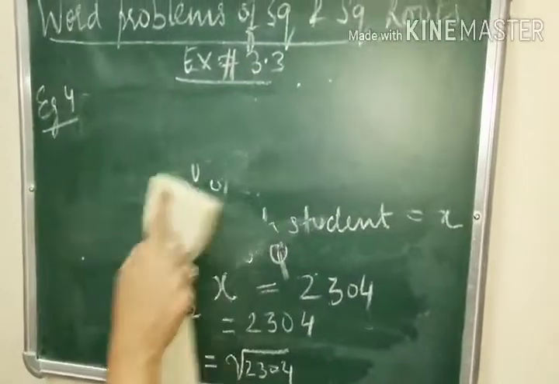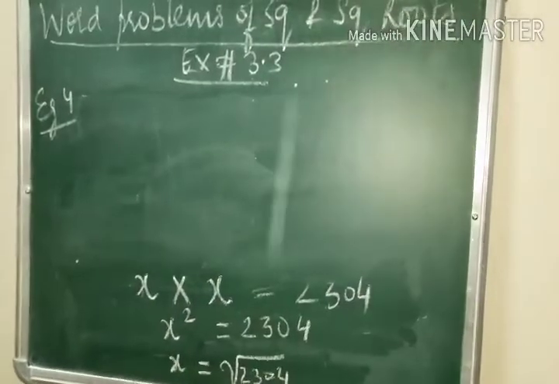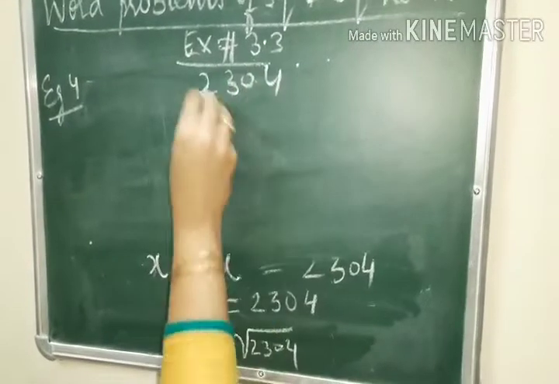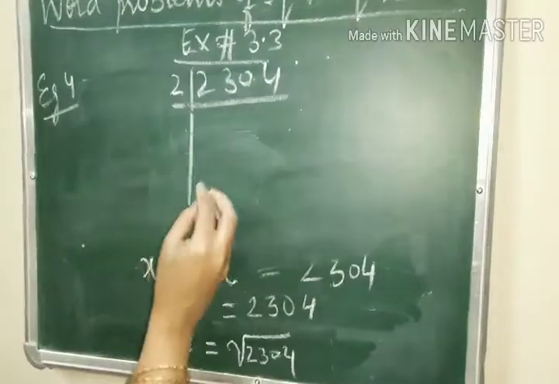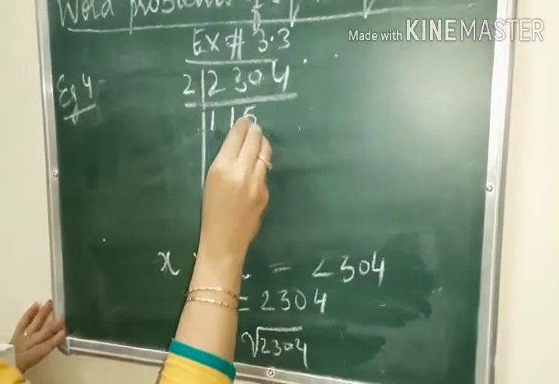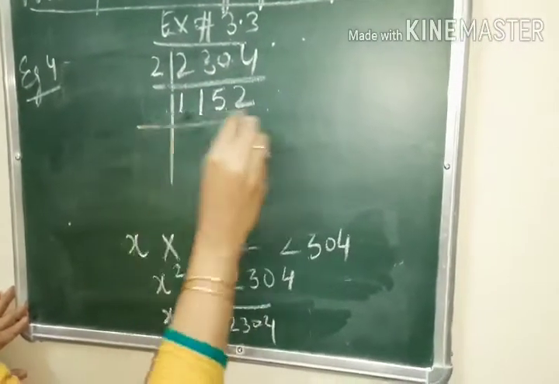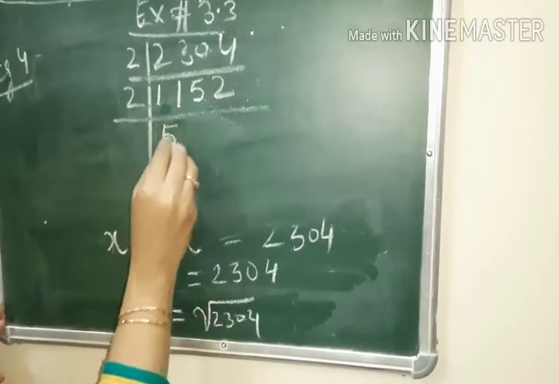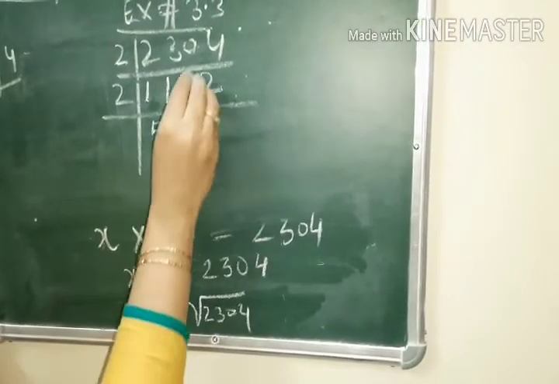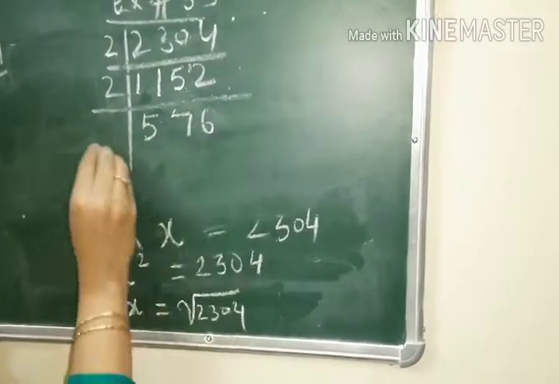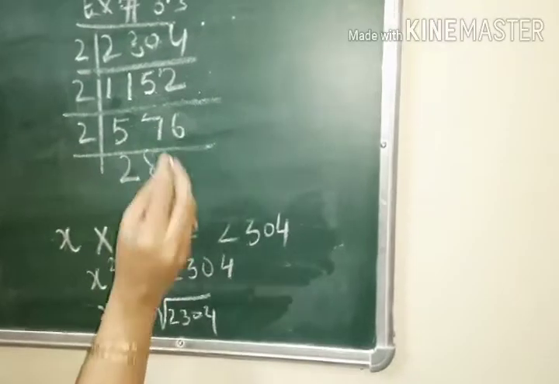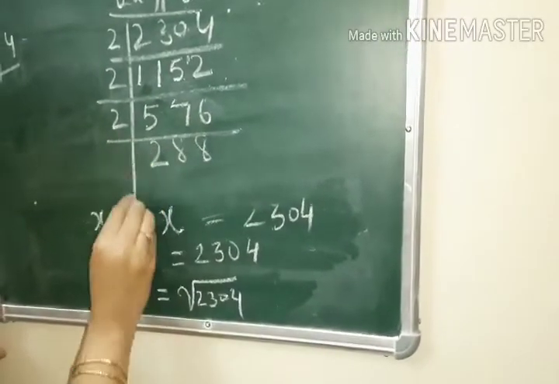You can find it by prime factorization. So we'll just find it. 2,304, it will be divided by 2. 2 ones are 2, 2 ones are 2, 1 is left, 10. 2 5s are 10, 2 2s are 4. Again by 2. 2 5s are 10, 1 is left, it becomes 15. 2 7s are 14, 1 is left, 12. 2 6s are 12. Again by 2. 2 2s are 4, 17, 2 8s are 16. 2 8s are 16. Again by 2.